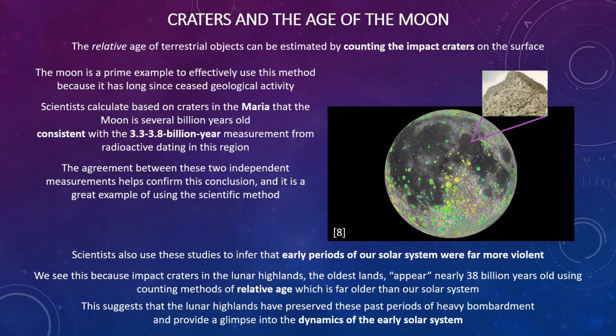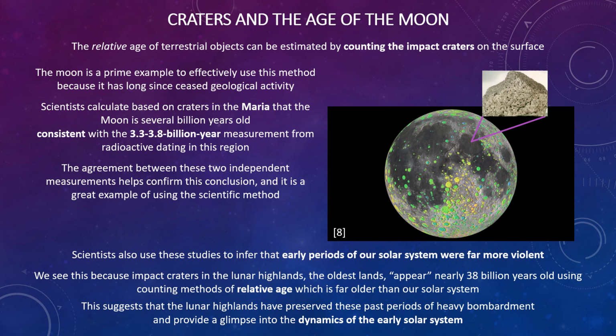Scientists can also use these studies to infer that the early periods of the solar system were far more violent. When we look at the impact craters in the lunar highlands, they appear to be nearly 38 billion years old using these counting methods of relative age. This is far older than the solar system, and in fact far older than the age of the universe. This tells us that the highlands preserved a lot of these periods of heavy bombardment, because the bombardment was not uniform over time.